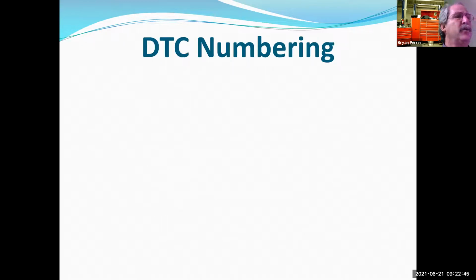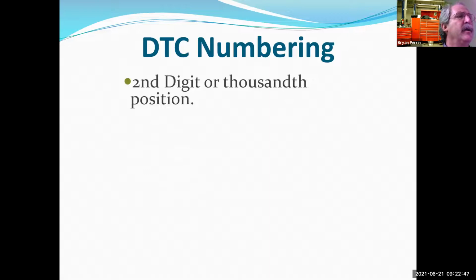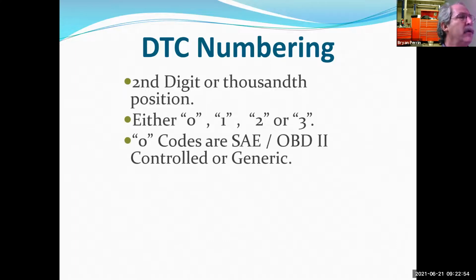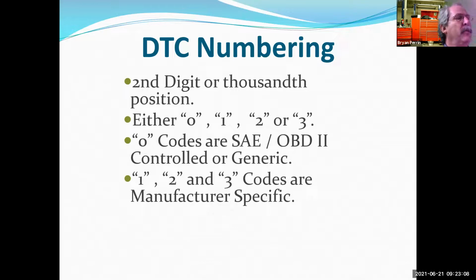So the second position, or thousandths position, is going to be a 0, 1, 2, or 3. A 0 code is an SAE generic code. P0, fill in the blank. B0, fill in the blank. 1, 2, and 3 are manufacturer specific codes. So a P1 something or a P2 something or a P3 something is going to be specific to that manufacturer.